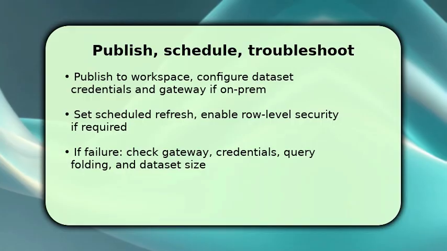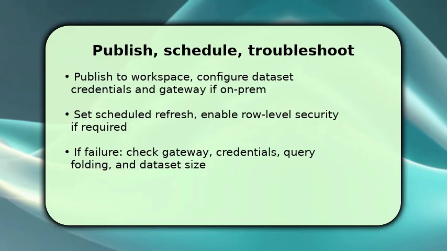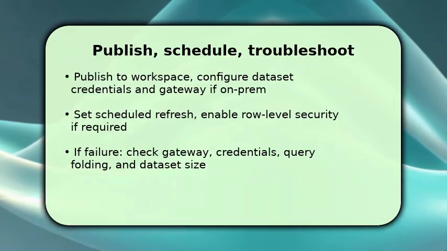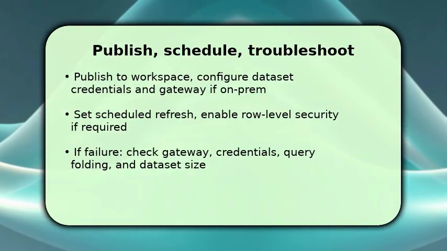If something fails, check the gateway status, update credentials, ensure query folding remains intact, and reduce dataset size. Resolving those items fixes most publish and refresh problems.